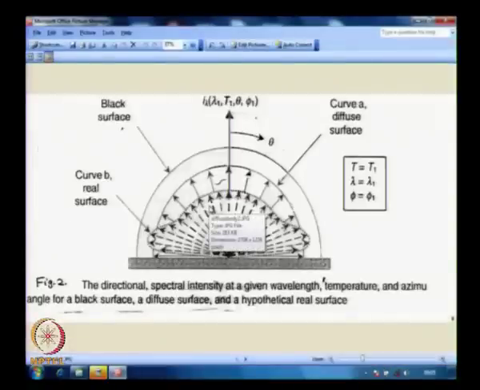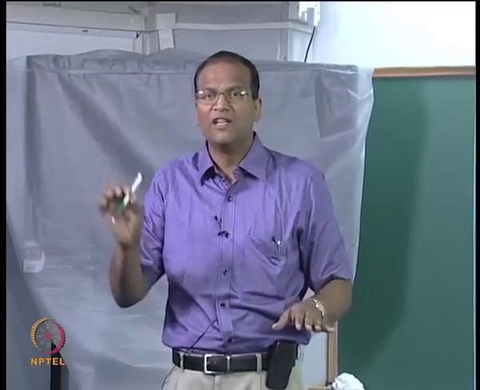Now look at figure 2, which gives you the directional spectral intensity, I lambda emission at a given wavelength, temperature and azimuthal angle for a black surface, a diffuse surface and a hypothetical real surface. There are 3 surfaces there. So this is the black surface. The zenith angle is with respect to the vertical, theta. For purposes of drawing this graph, T is T1 fixed, lambda equal to lambda 1 fixed, phi is equal to phi 1 fixed. So there are 4 parameters basically: wavelength, temperature, zenith angle, azimuthal angle. Temperature, wavelength, azimuthal angle we fixed. We are studying the variation of I lambda with respect to theta only.